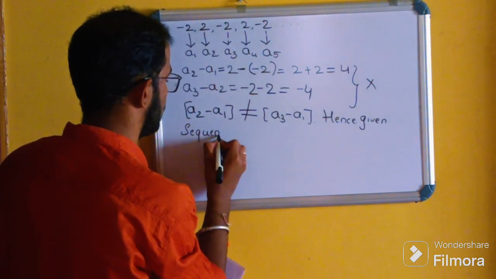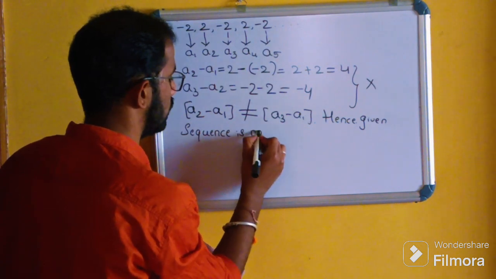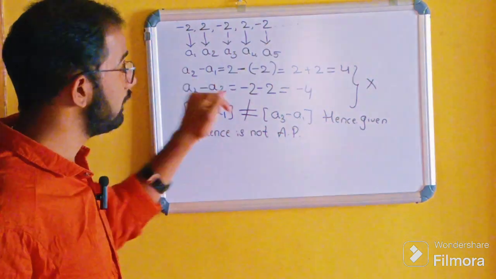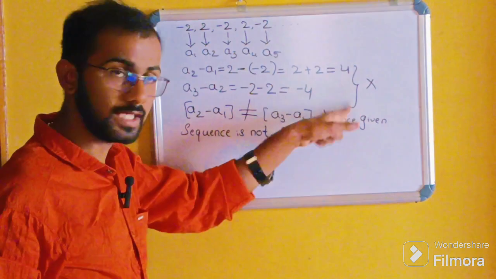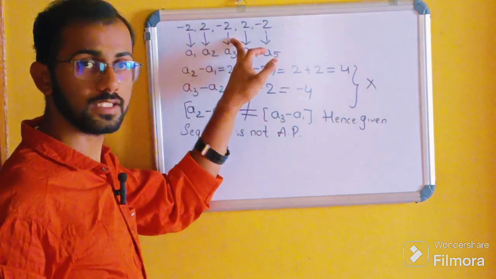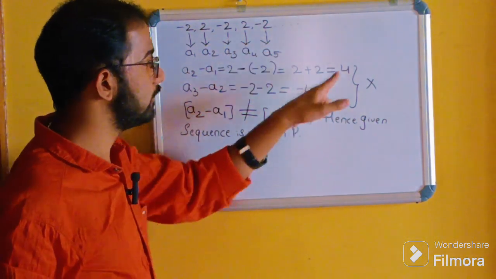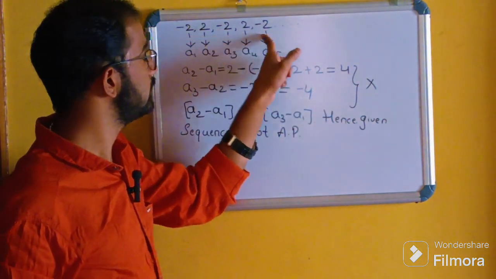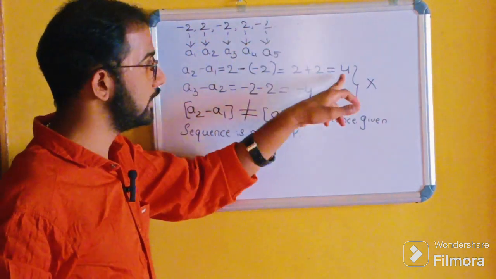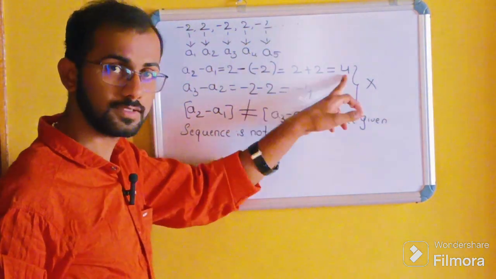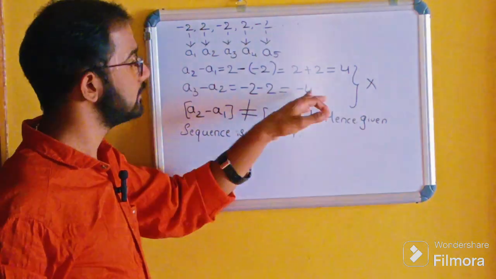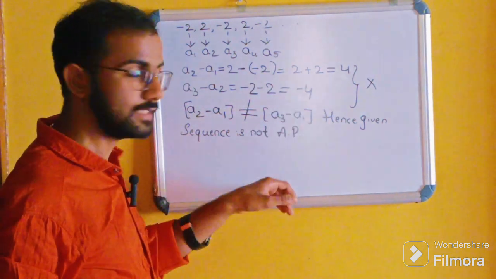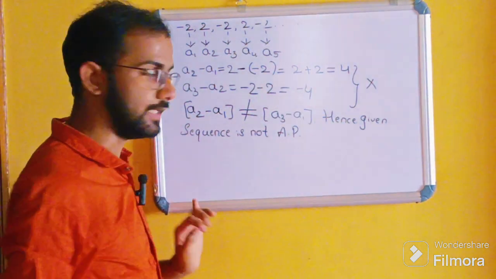Next, we move on to the last question of the example. After that, we have to solve exercise 1.1. So the question is 1, 1, 1, 2, 2, 2, 3, 3, 3. So this is the given sequence. We need to check first whether the given sequence is an arithmetic progression or not. Only if it's an arithmetic progression do we need to get the next two terms. So check.